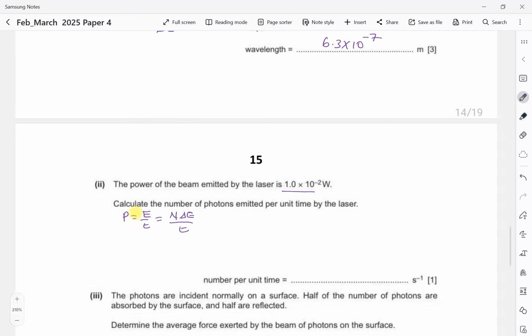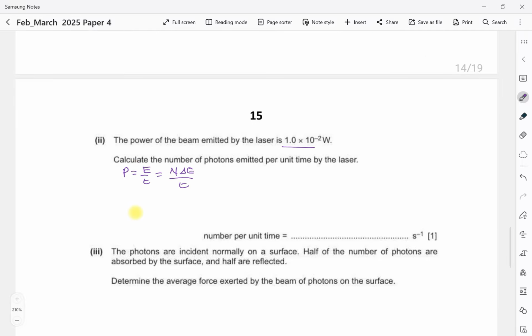Divide this by t, because this is just for one photon that we have above there. So it means we want to find n over t. So making n over t the subject is going to be the power divided by the energy of just one photon. So this is total energy.